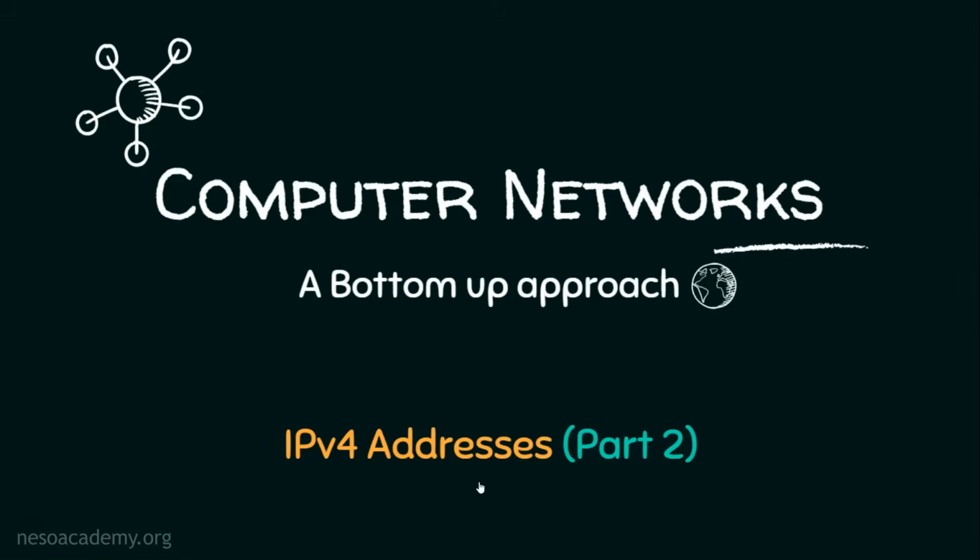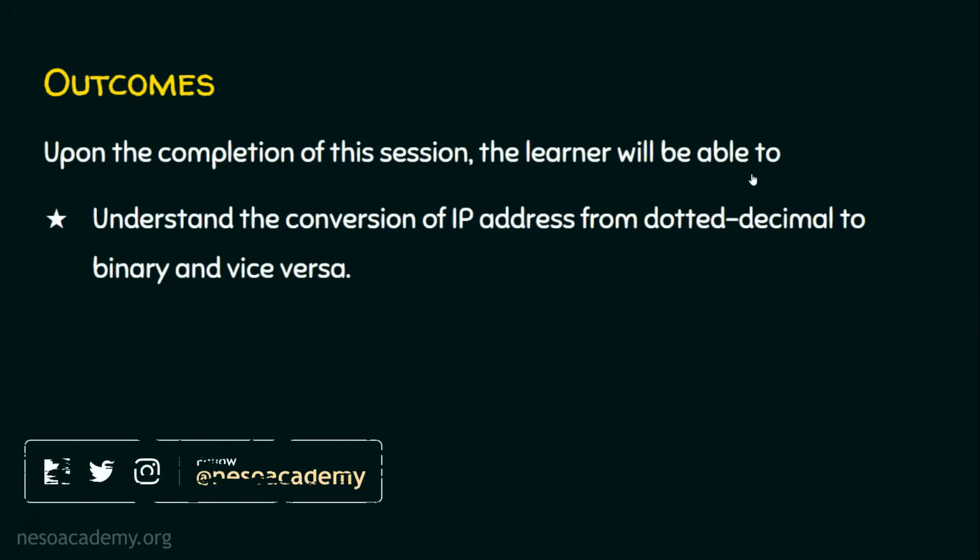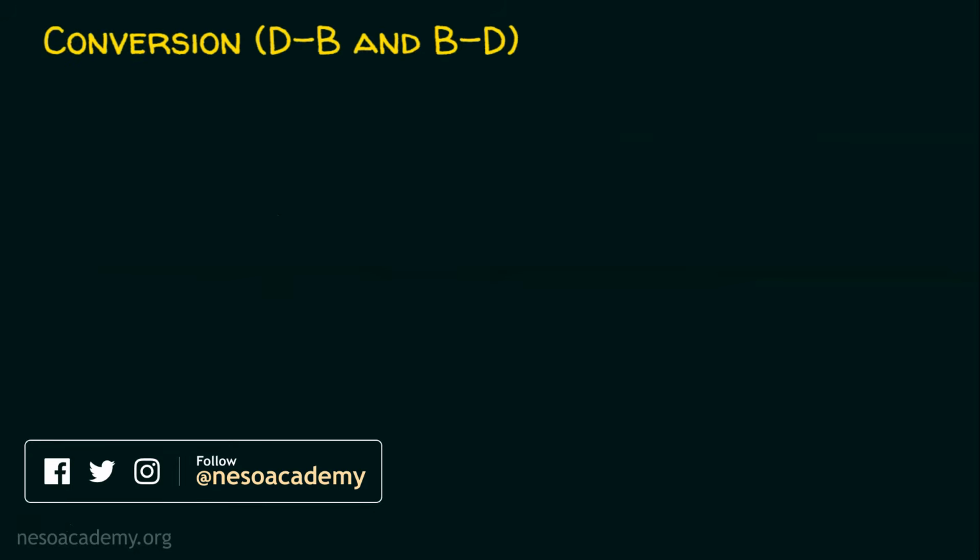We are now in part 2 of IPv4 addresses. We will start the session with the outcomes. Upon the completion of this session, the learner will be able to understand the conversion of IP address from dotted decimal to binary and vice versa. So we are going to ultimately focus on the conversion of IPv4 address from dotted decimal to binary and from binary to dotted decimal. Let's start with the conversion process.